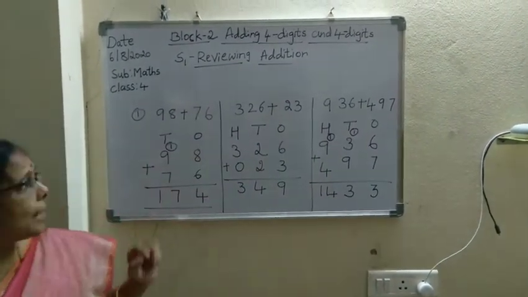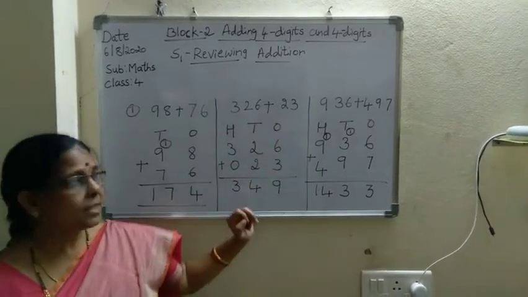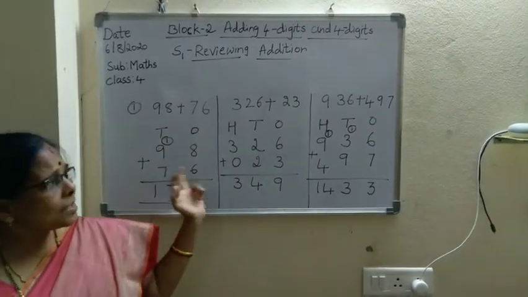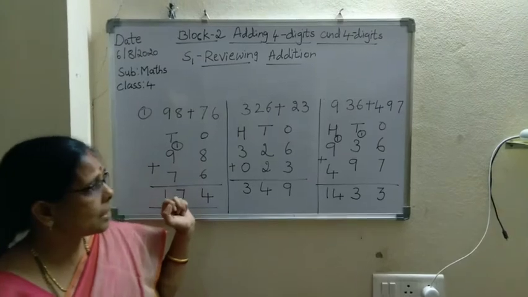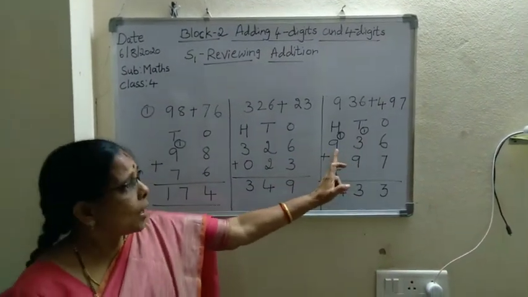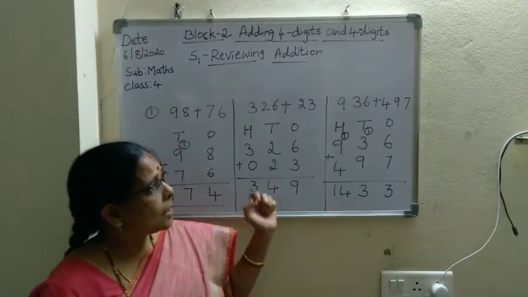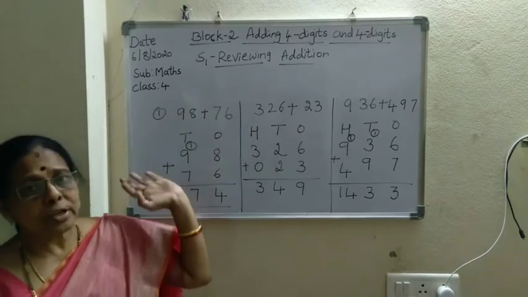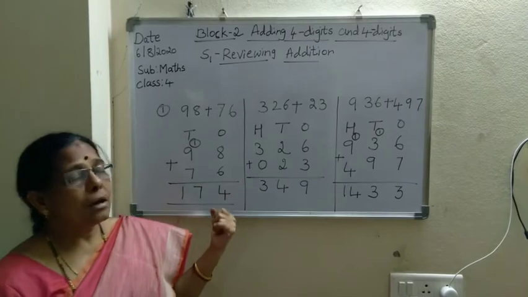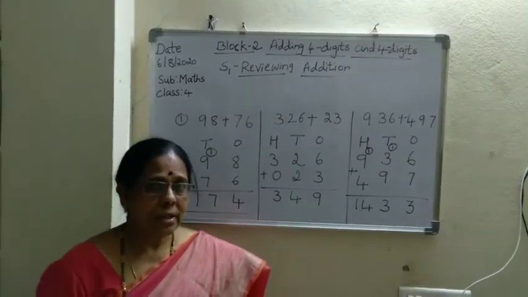Children, here we added 2 digits and 2 digits, and in the second 3 digits and 2 digits. Here, 3 digits and 3 digits. See, in the third sum it is difficult to add with regrouping of the numbers. Okay, here we learned the first examples I showed, that is, we did in the expanded method. This we did in the column method. We can use any method in addition.